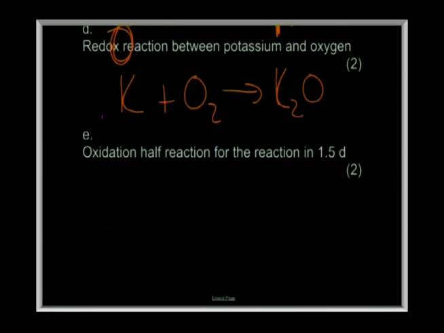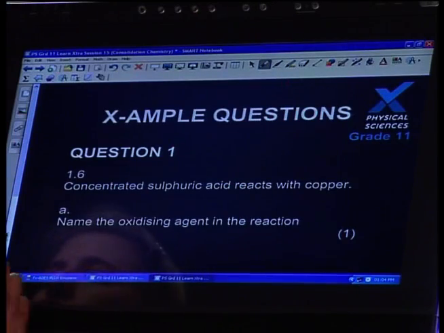So I've got to say potassium turns into potassium 1 plus, okay, plus 1 electron. In the process of becoming positive, potassium has lost 1 of its electrons. Let's move on to question 1.6.